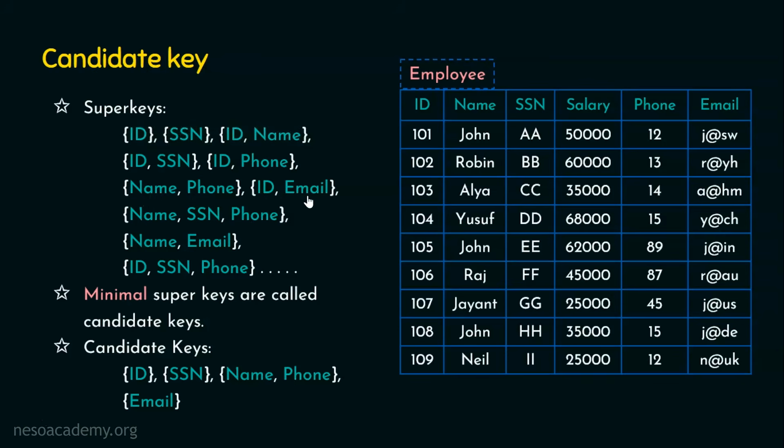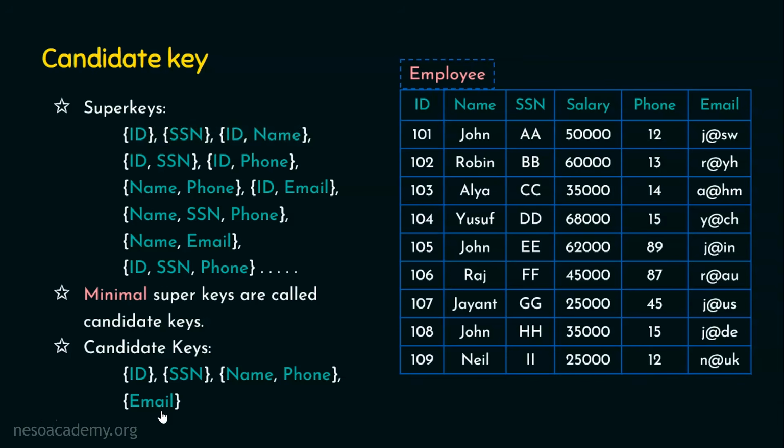And again, ID and email ID? No, ID is already chosen. Name, SSN and phone number? No, because name and SSN are already chosen. Name and email? No, name is already chosen. ID, SSN, phone? No, ID and SSN are already chosen, and phone is also already chosen. Simply email ID? Yes, with email ID also we can uniquely identify tuples, right? So email ID alone can also be a super key. In that case, since none of the already chosen candidate keys have the email ID attribute, this email ID alone can be a candidate key.